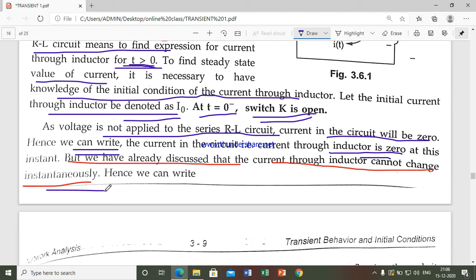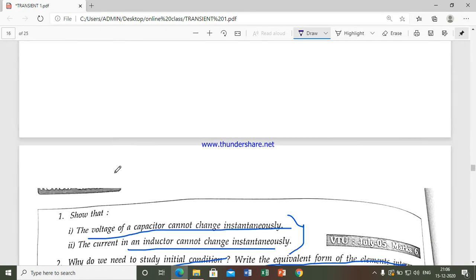Current in this circuit is nothing but I of 0 minus. Obviously, in this instant, before the switch is turned on, you have not applied any voltage source or current source. So there is no flow of current at all in this circuit. Obviously you can consider I naught equal to 0. So I of 0 minus equals 0, and you can consider I of 0 plus equal to 0.